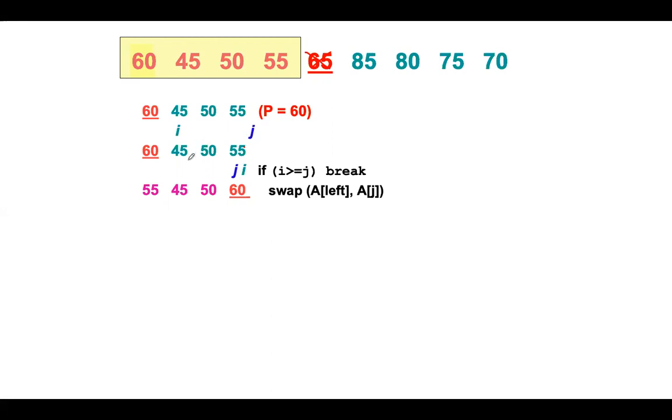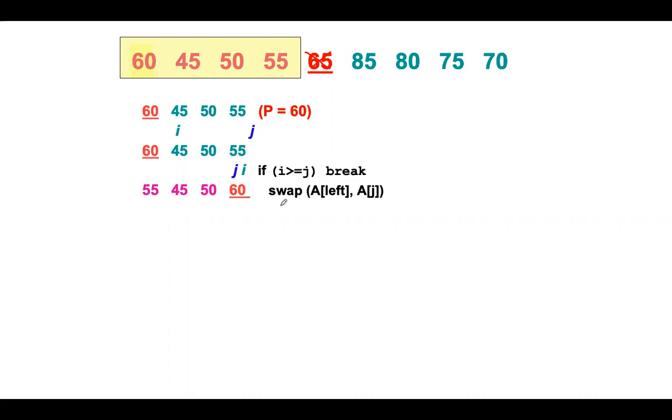Have you understood why we have not decremented j? Before that itself we arrived here. A of I is not greater than 60, so I goes on, and even at the last element A of I is not greater than 60. So we come to the part where if I is greater than or equal to j, break. We'll break out of that.